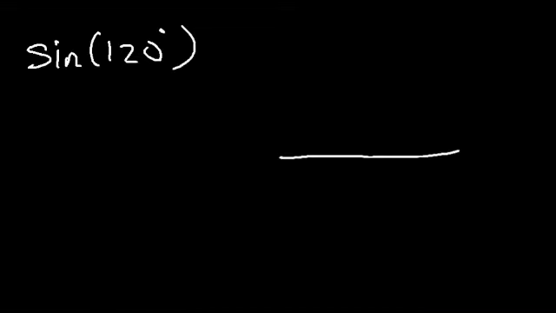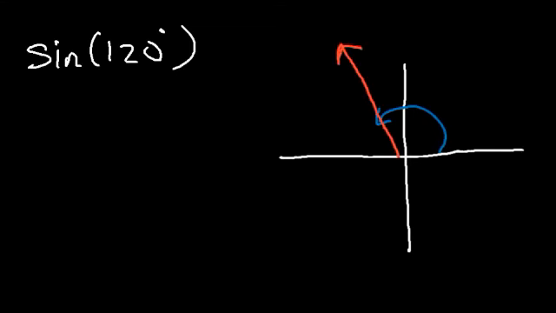So let's draw it. So 120, that's going to be somewhere in quadrant 2. So this angle is 120. Notice that it forms a reference angle of 60 degrees. The reference angle is the angle between the hypotenuse of the triangle and the x-axis. So we could turn this into a triangle if we want. So notice that we get the 30, 60, 90 triangle.